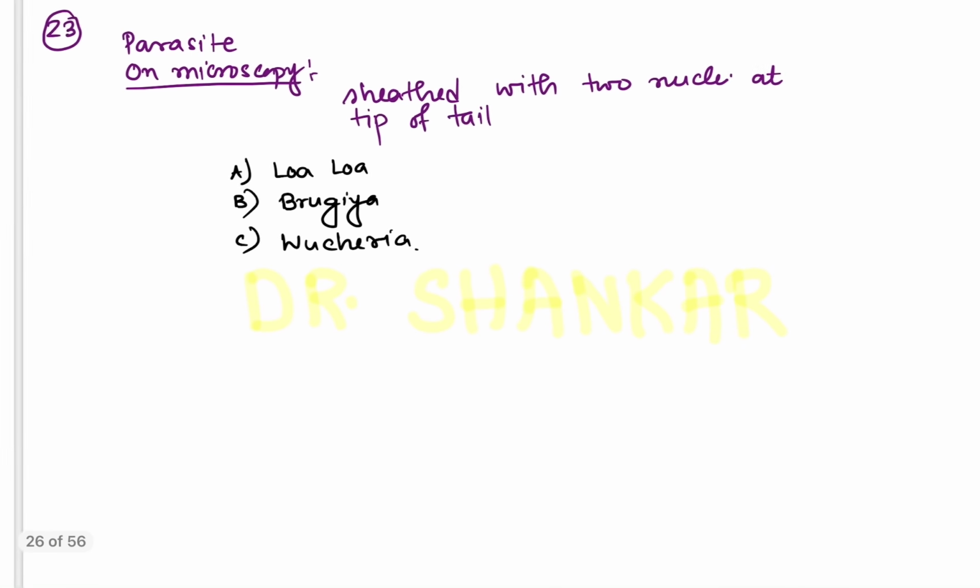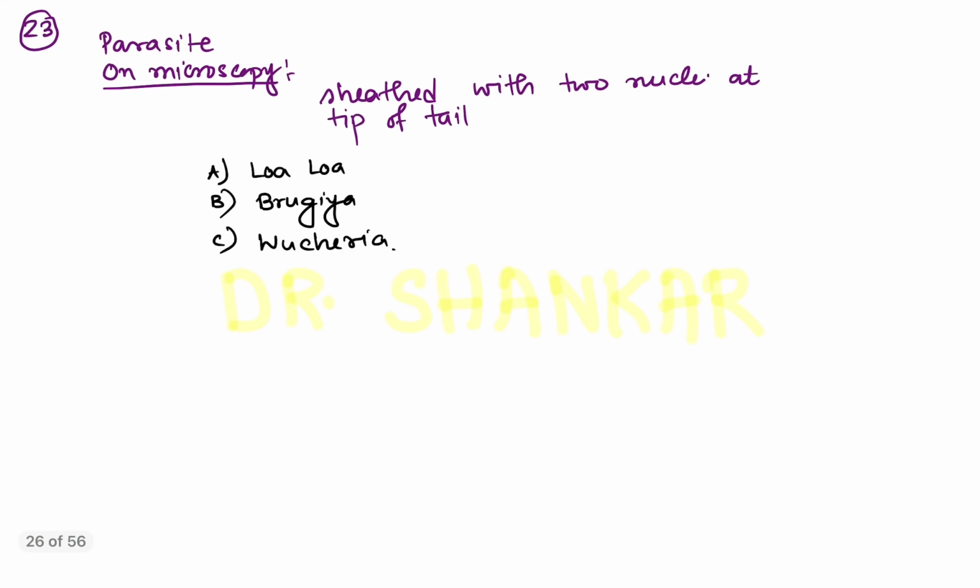So coming to question number 23, a parasite on microscopy, it was sheathed and there were two nuclei at the tip of the tail. So what is the parasite that is being described? The parasite here is Brugia, not Wuchereria or Loa.